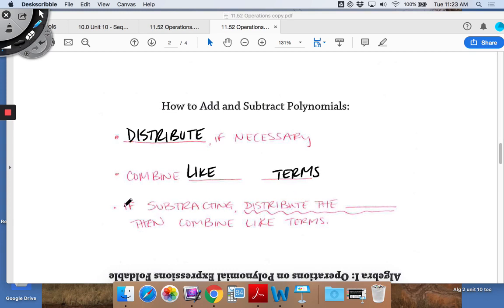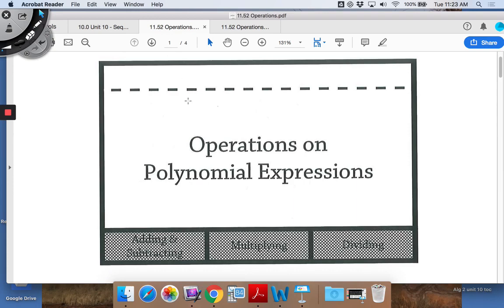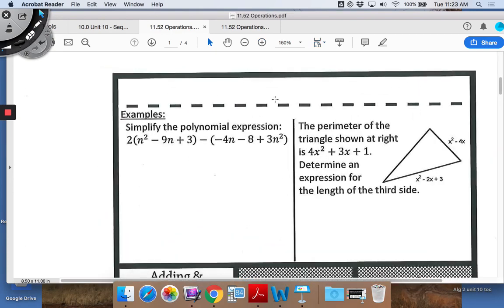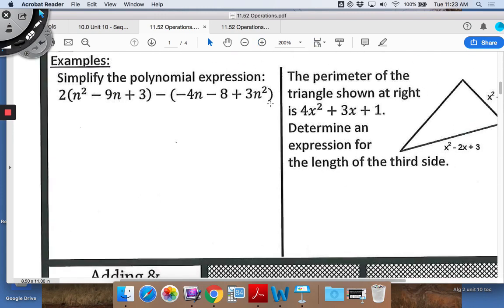And one thing that I definitely want you to remember: if you're subtracting polynomials, we have to distribute the negative and then combine like terms. So let's see some examples of that. Our first example looks like this. It says simplify the polynomial expression.